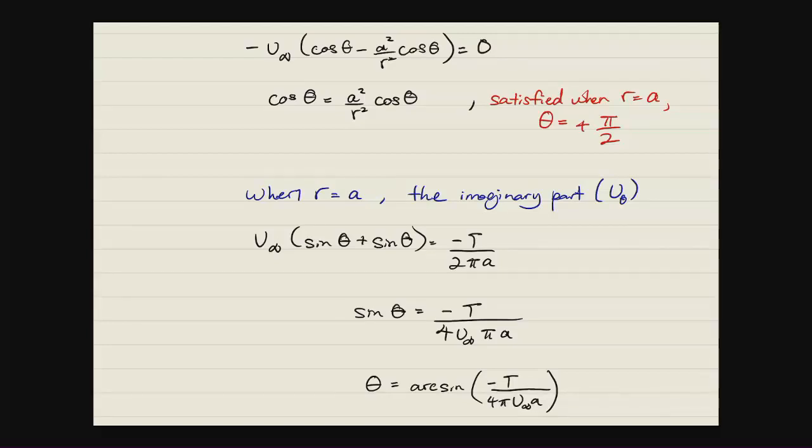Okay, is everyone following so far? Yep, so I just rearranged this equation so that I get theta in terms of gamma, u infinity, and a. So this is the case when your stagnation point is when r equals a. So your stagnation point is on the surface of the cylinder.